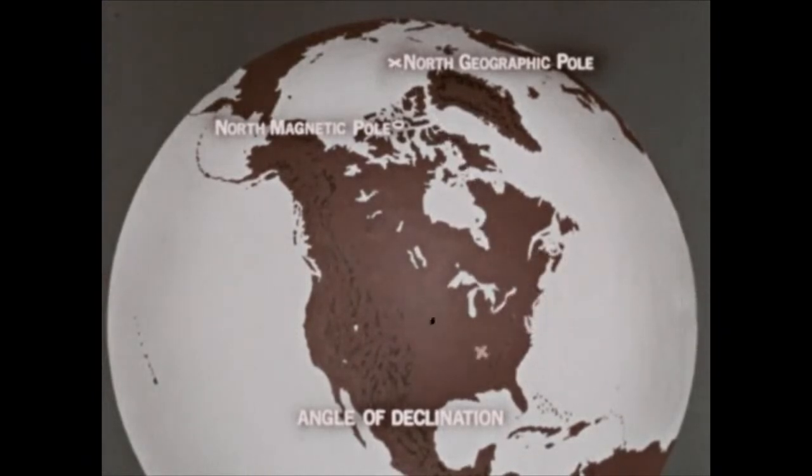If we change our location to here, the compass needle again lines up with a line of force, but at this point, the direction of the line of force happens to be the direction to the north geographic pole. So, there's no angle of declination, or declination is 0 degrees.